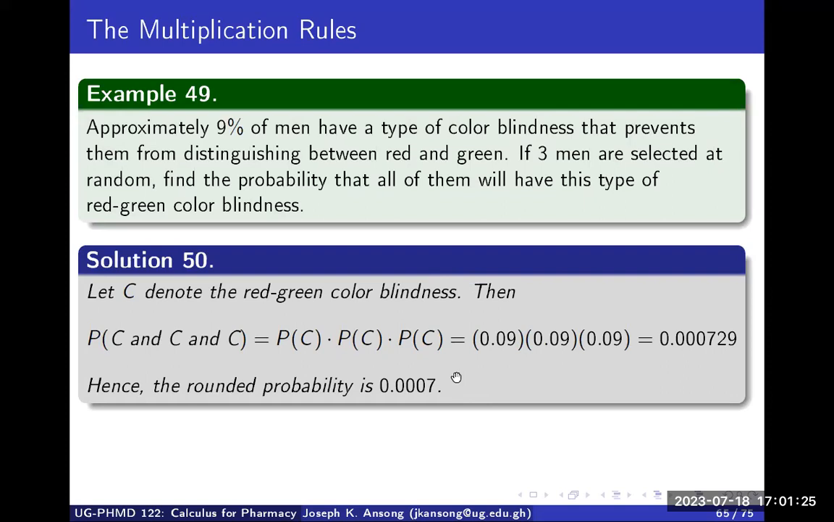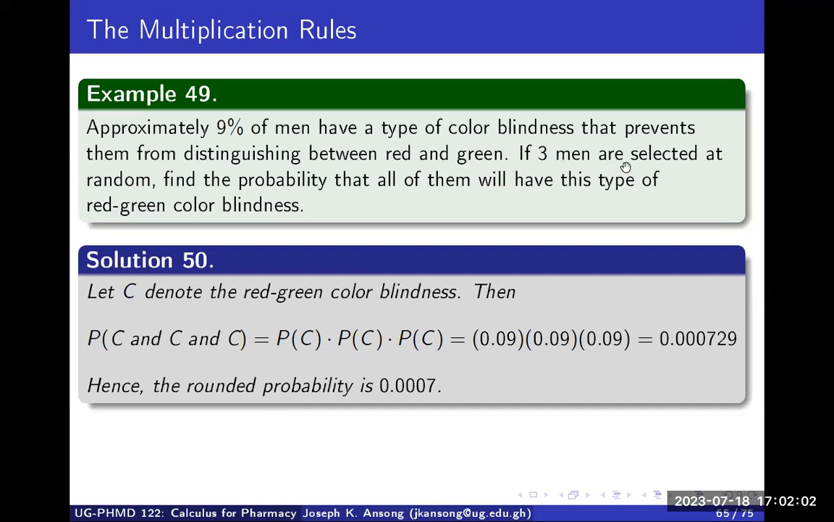This says that this is an example. Approximately 9% of men have a type of color blindness that prevents them from distinguishing between red and green. Okay, this is a reality. So when you write papers and reports, you have to be careful about not using red and green. You use maybe red and blue or green and blue. If you combine red and green, some people can't recognize the difference. So this is reality. Okay, that's color blindness.